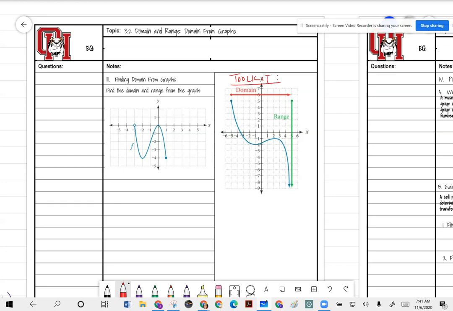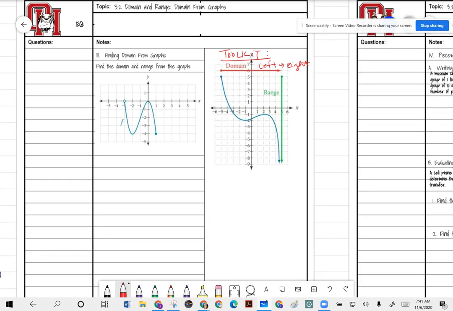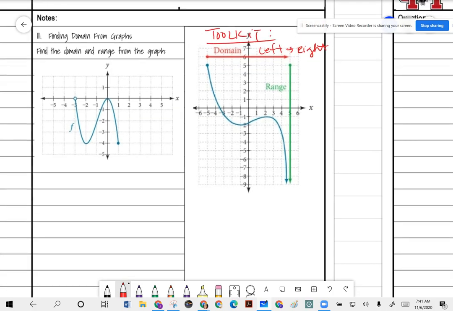A reminder that you read domain starting on the left. So you read the domain left to right. With your domain and range from graphs, specifically, domain is read from left to right, and then range is read up and down. And so I like to start from the bottom and then go to the top.